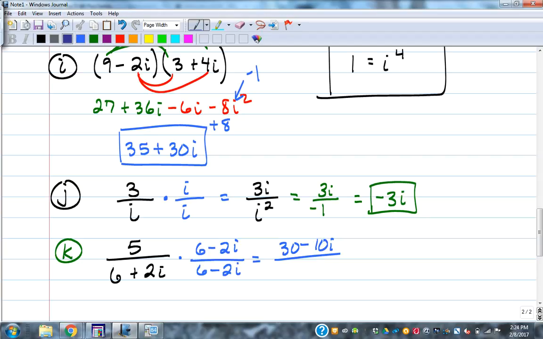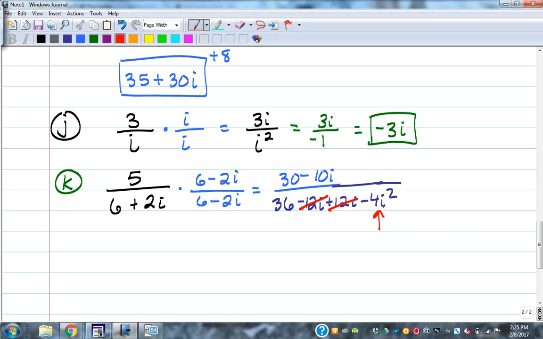remember the middle, the i's are going to cancel out, the middle pieces. So we got 6 times 6 is 36. And then 6 times negative 2i is negative 12i. And then 2i times 6 is positive 12i. Those are going to cancel each other out. And then positive 2i times negative 2i is negative 4i squared. But what does negative 4i squared turn into? It would be positive 4. So we end up with 36 plus 4 on the bottom. Which would be 40, right?